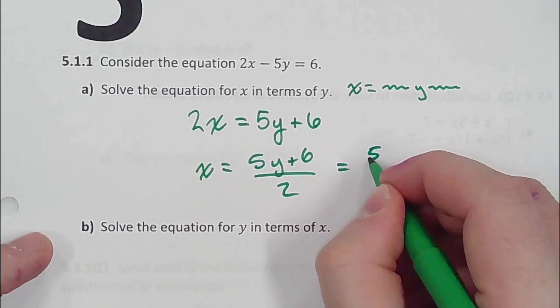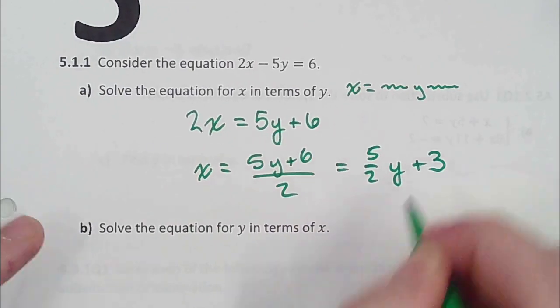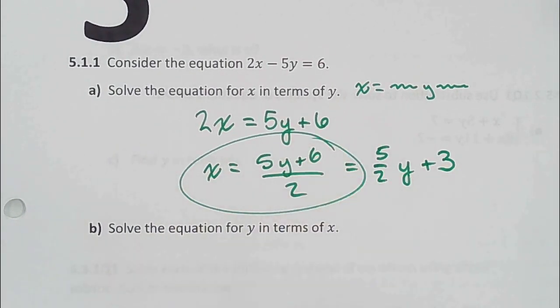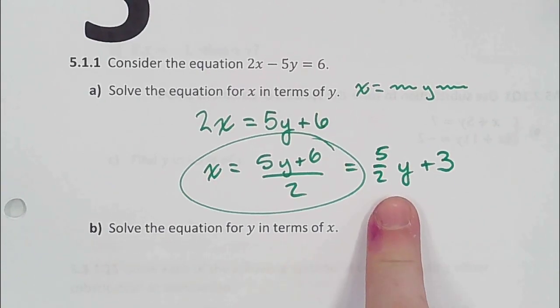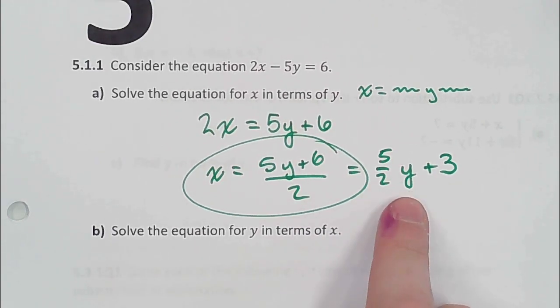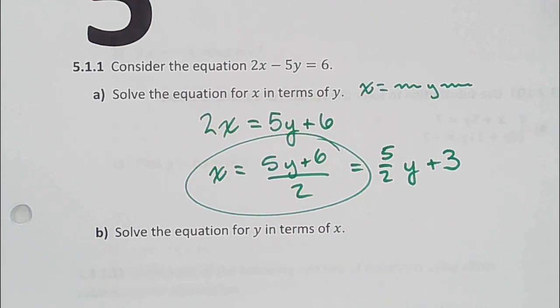Or you could write it like this: 5 halves y plus 3. That works too. Divide both. But this is fine. This might be nicer if you want to get it like in slope-intercept form, because then the slope is 5 halves, even though that's a y, I guess, but whatever. Is that making sense?